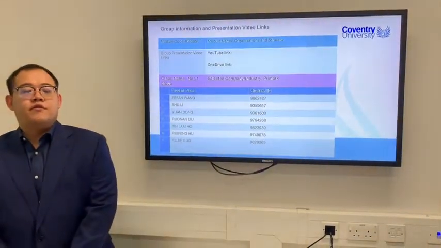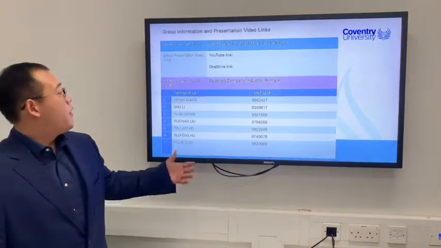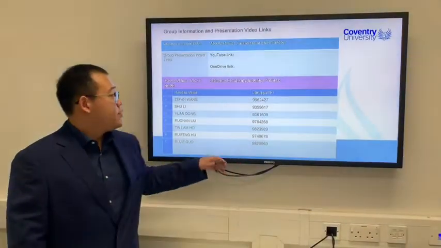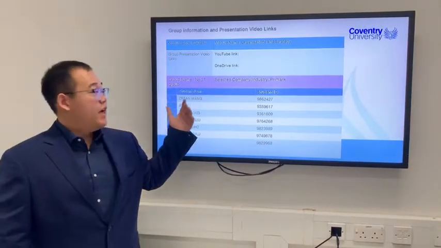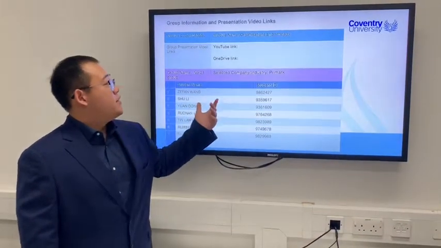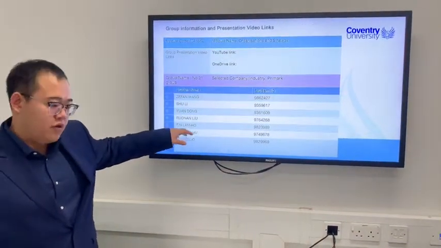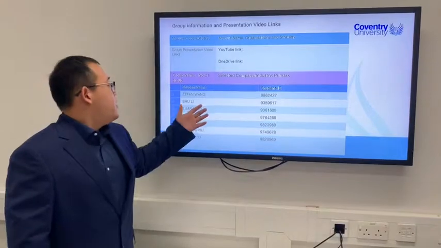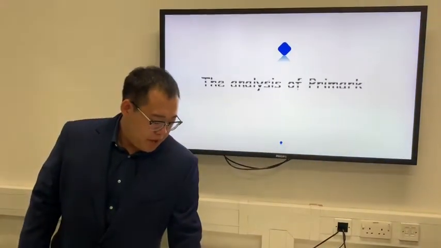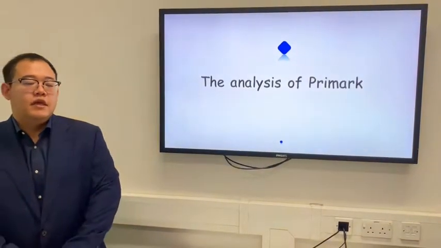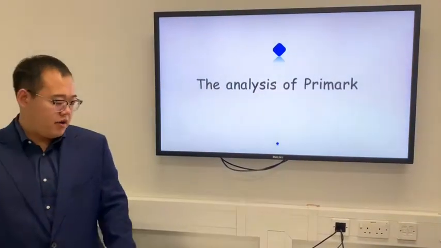Hello everyone, thanks for coming to listen to our analysis of PRIMARK. My group's number is 21, the module number is 7043 SSL, and the module name is Organization of Strategy. This diagram shows the members of my group. We divided our PowerPoint into 5 parts to introduce the analysis of PRIMARK.